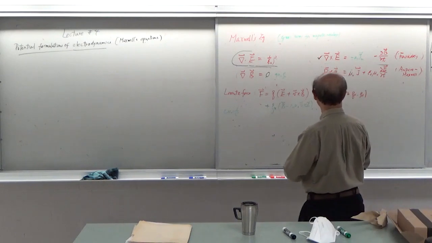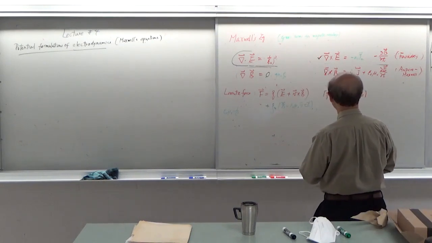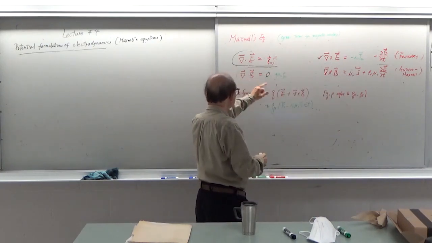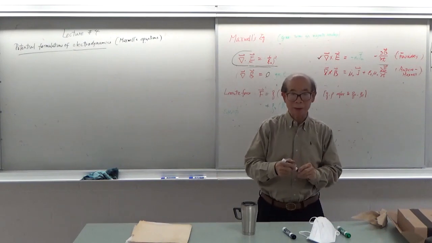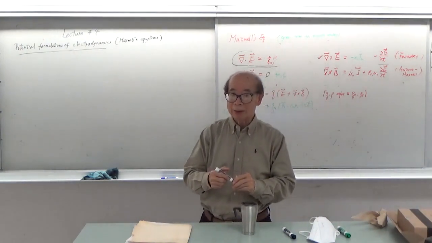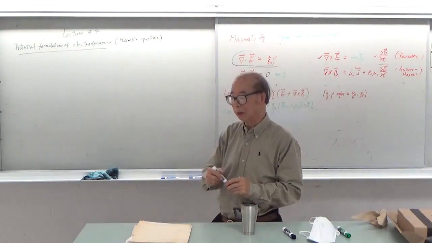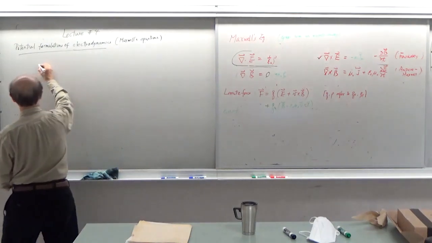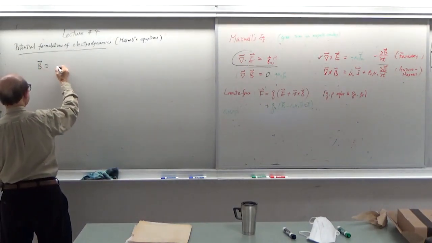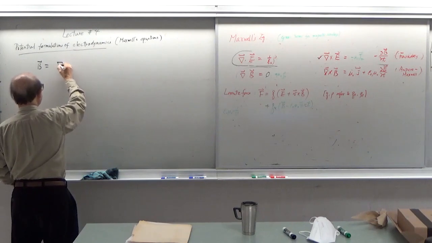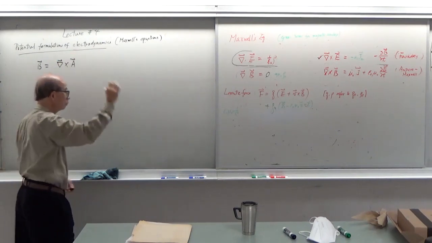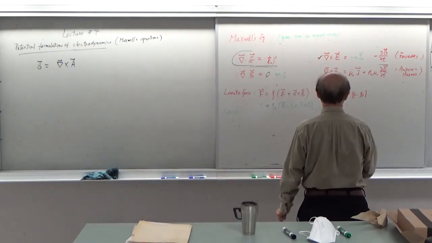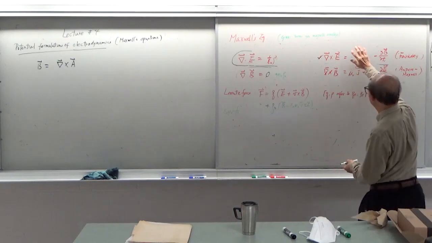Obviously, let's take a look at this equation. The divergence of B is 0. But we know the mathematical identity, divergence of curl, is automatically 0. So this equation invites us to write B, the magnetic field, in terms of the curl of the vector potential. All right? Forget about this green part.